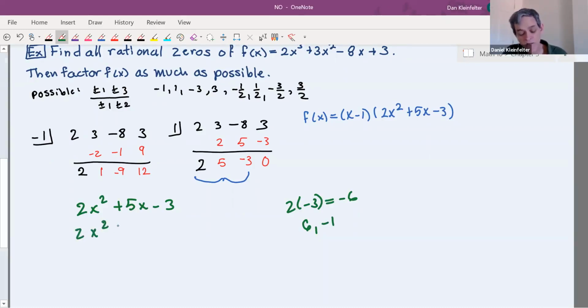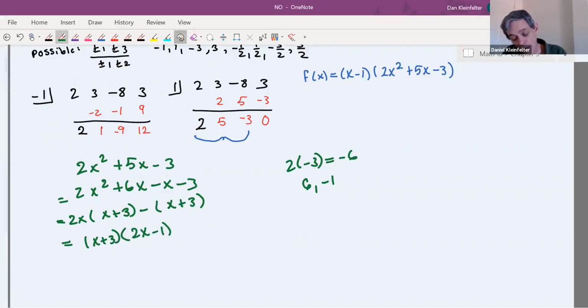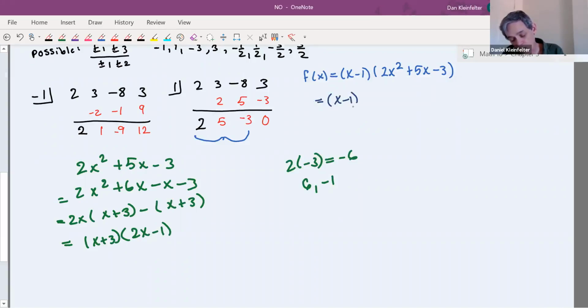So we're going to take that middle 5x and write it as 6x minus x, and then factor that by grouping. So common factor of 2x will come out, making x plus 3. A -1 will come out, leaving behind x plus 3. Okay, common factor of x plus 3 comes out, leaving behind 2x minus 1. Okay, so that is how we're going to finish the factorization. X minus 1 we had before, x plus 3, and then 2x minus 1.